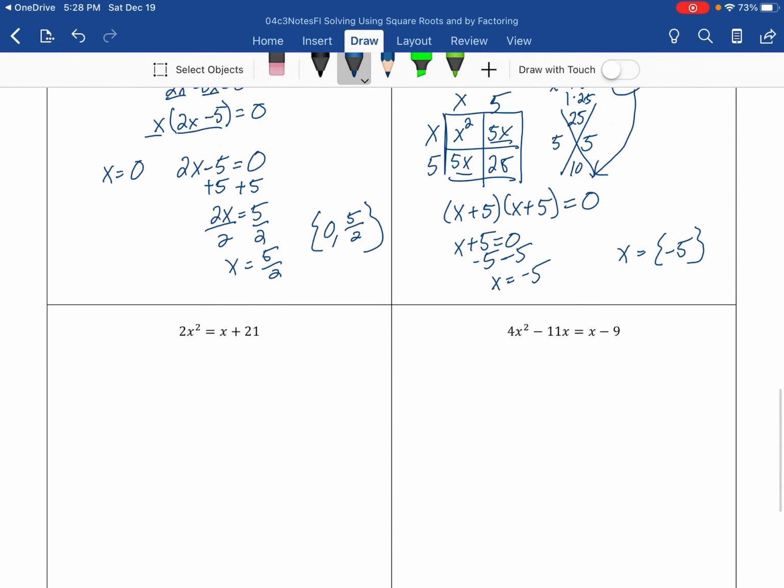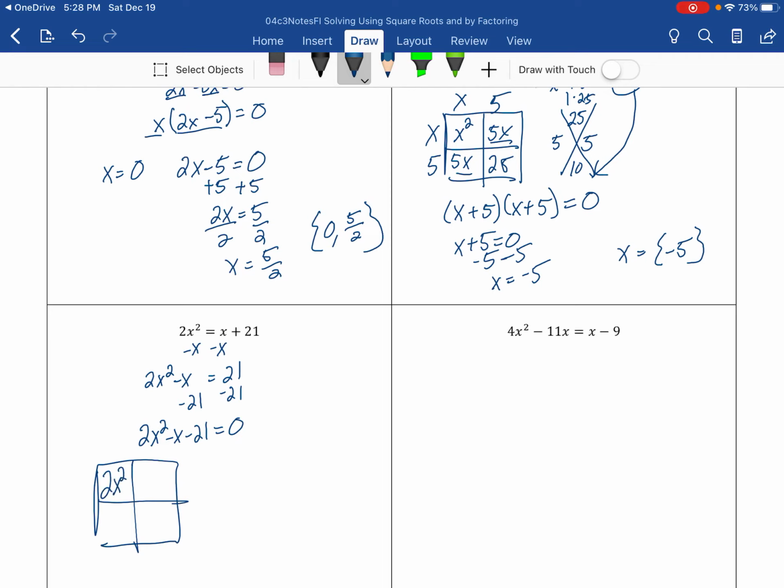If you feel like you have this down, you're more than welcome to stop the video. This one here, okay, I got to move everything over next to the x squared. So I'm going to subtract x. So this is going to be 2x squared minus x is equal to 21. I'm going to subtract 21. 2x squared minus x minus 21 is equal to 0.